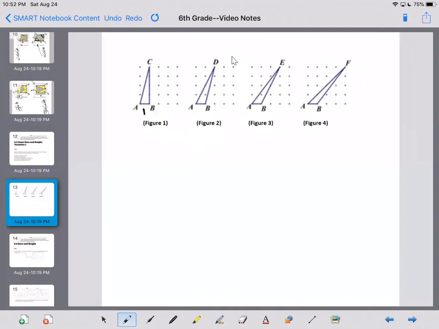But look at your height. Your height is 1, 2, 3, your height is 4. So we would have 4 times 1, which is 4, but it's a triangle, so we have to take half, which would give us 2. So that would give us 2 square units for this one.